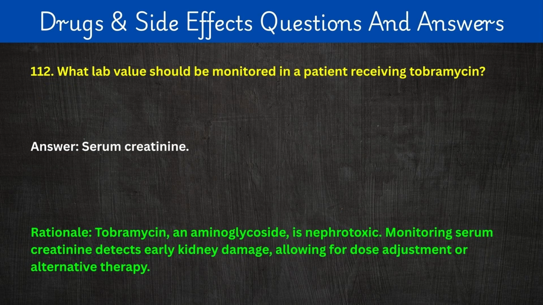112. What lab value should be monitored in a patient receiving tobramycin? Answer: serum creatinine. Rationale: tobramycin, an aminoglycoside, is nephrotoxic. Monitoring serum creatinine detects early kidney damage, allowing for dose adjustment or alternative therapy.